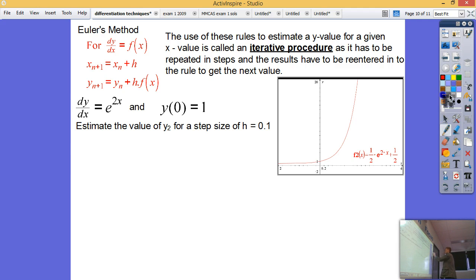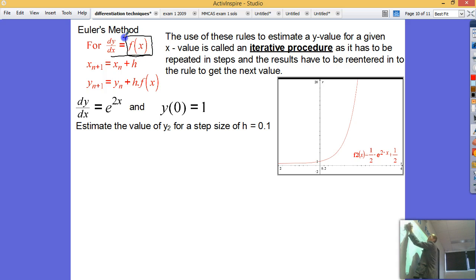So it works like this. We have to break it down into its parts. First off, let's identify the function of x, which is the right-hand side of the dy/dx. It's the derivative that's given to us. Then x of n plus 1 equals x of n plus h. This is the way we work out all our x numbers, and the corresponding y numbers are given by this rule.